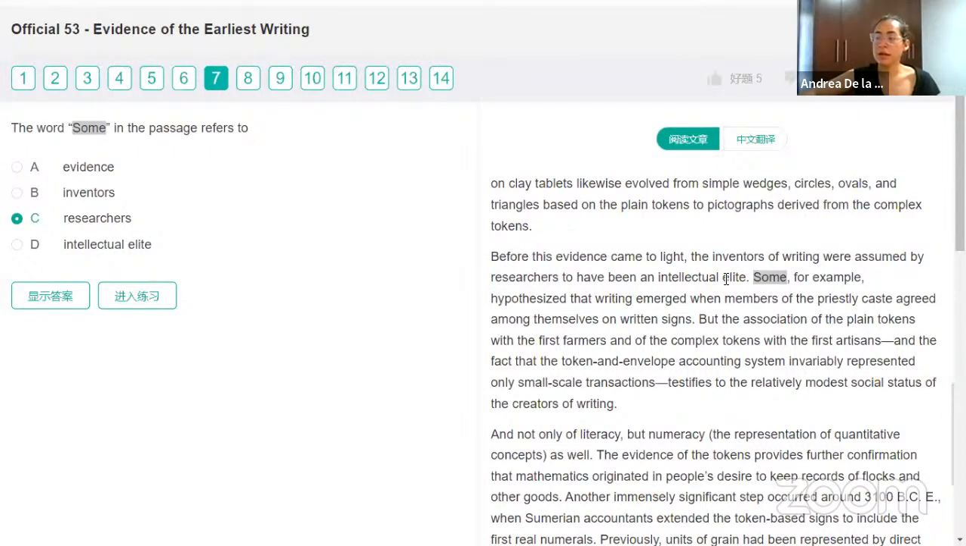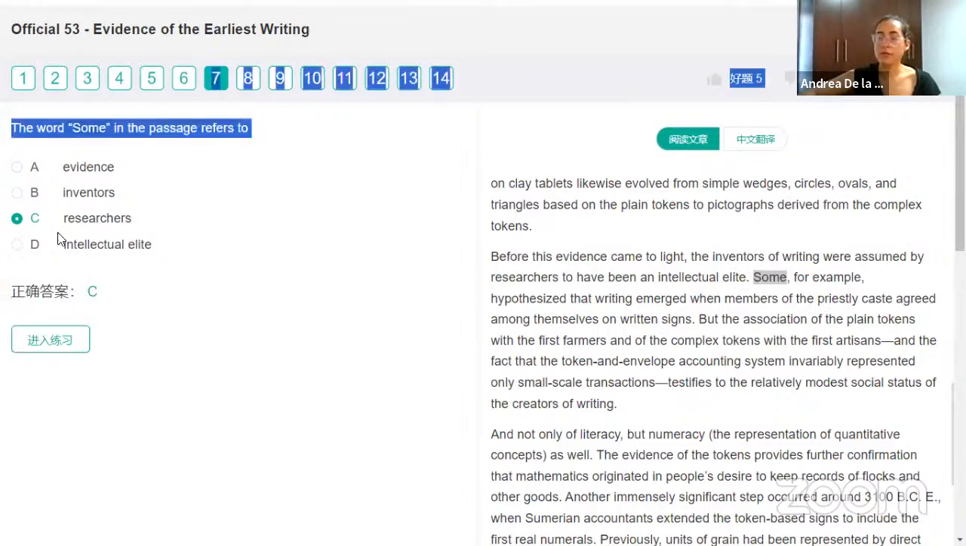Entonces, si hablan de hipótesis, probablemente son los investigadores los que tenían estas hipótesis. Some researchers hypothesized that writing emerged from members of the priestly caste agreed among themselves on written science. Entonces, sí, no podría ser que la élite tenía esta hipótesis, sino los researchers que antes creían que los inventores del writing eran la élite; estos researchers tenían la hipótesis de cómo surgieron los signos. Entonces, researchers. Es cuestión más de intuición este tipo de preguntas.